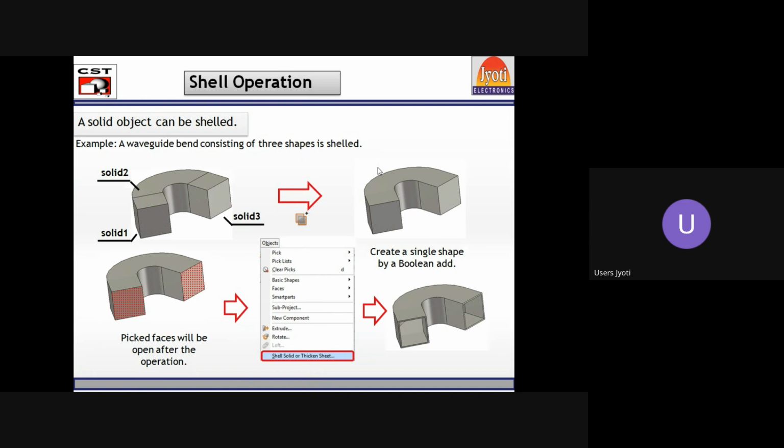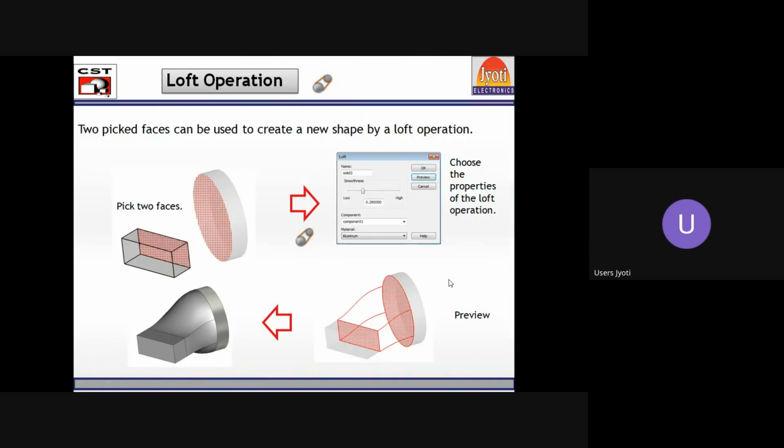Also, there is the shell operation. So basically, if you are using a horn antenna structure, we can take an example like this first one, and we just select the two surfaces that are already connected, and we can apply the shell operation, thick shell inside. So that the structure will be hollow inside. We can also change the thickness of the outer layer. So that is what the shell operation is used for.